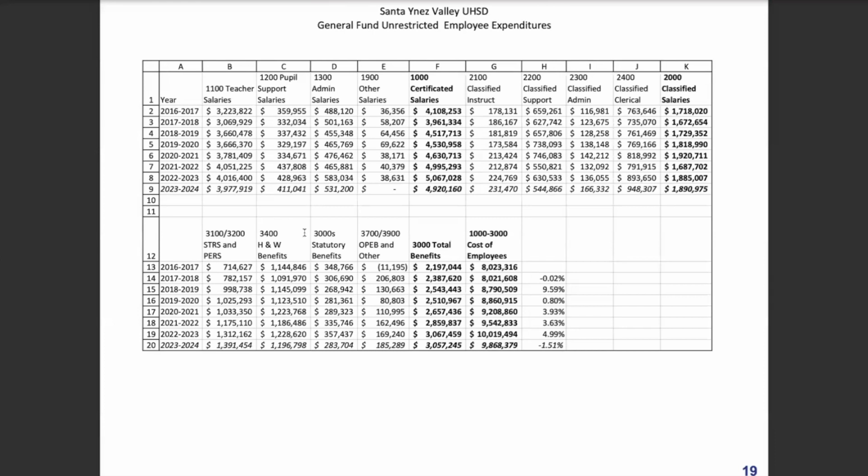Now, those are not the only salaries, are not the only expenses related to personnel. There's also the state teacher retirement system, STRS, and the public employee retirement system, PERS. And you can see that in the 3000 column down below in column B, along with health and welfare benefits, statutory benefits, and other types of things that are considered benefits. You get a total there, and then the 1000 to 3000 in column G is the total cost of employees, including the projection for this year. It's down a little bit this year because some trimming has already started to occur.